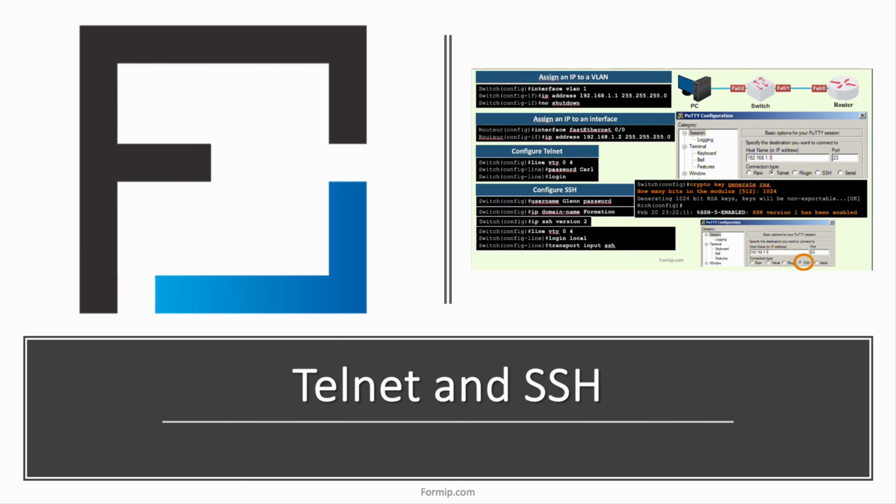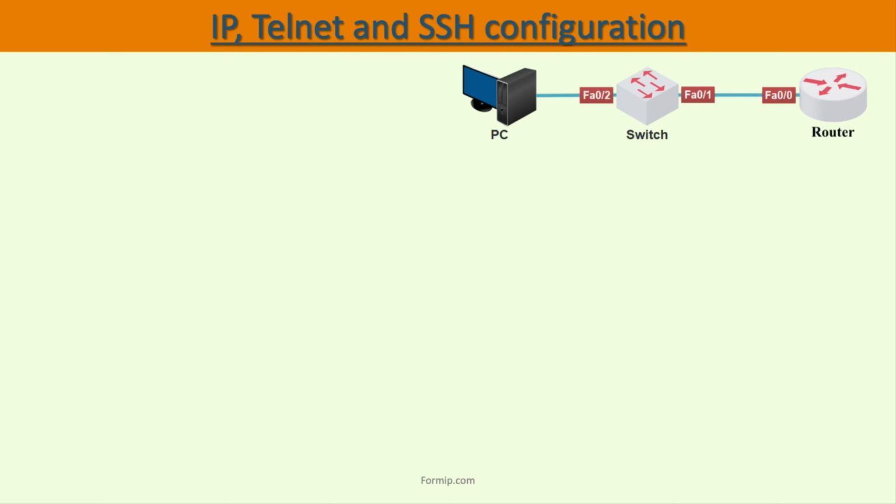IP, Telnet and SSH configuration. Currently, we are connected to a switch via the console port. If we want to connect remotely using the Telnet or SSH protocol, the switch must have an IP address configured. This is what we will do.